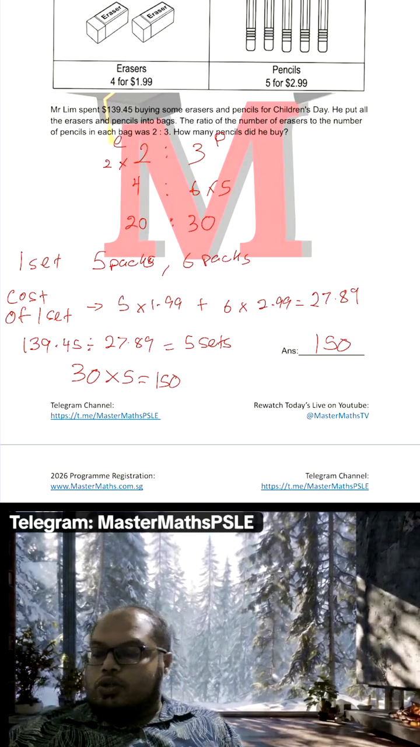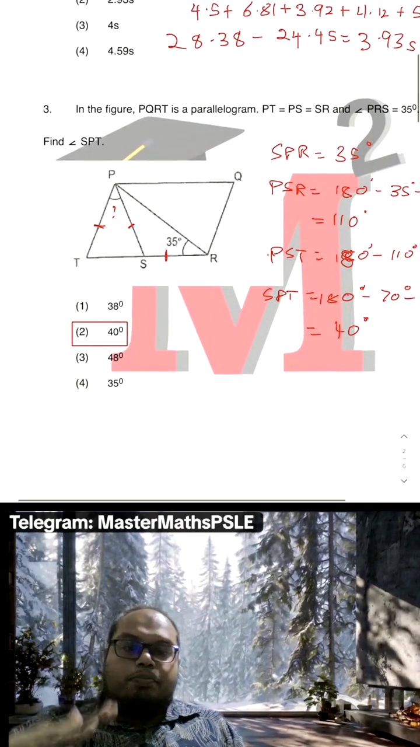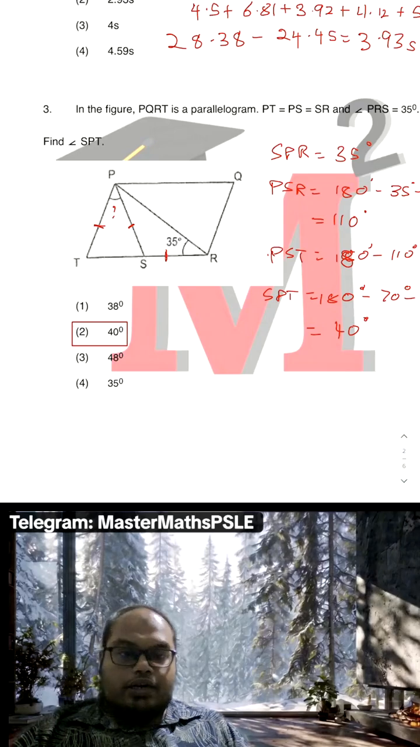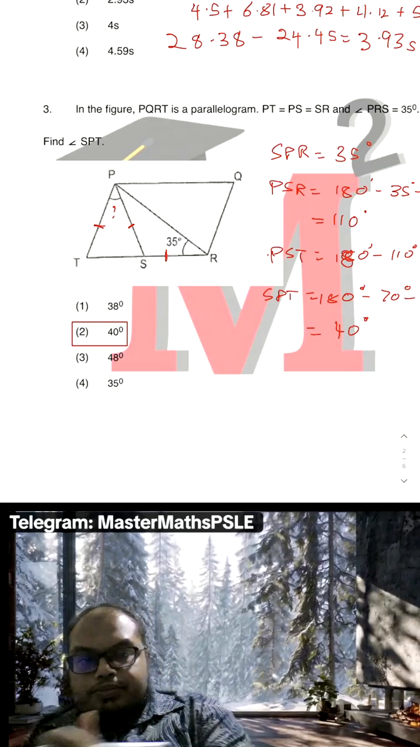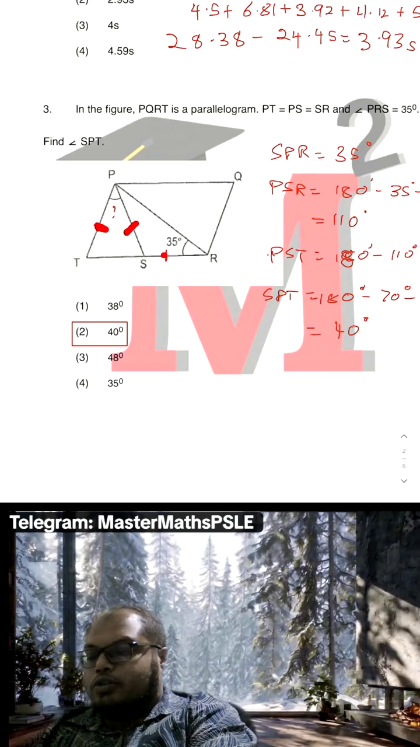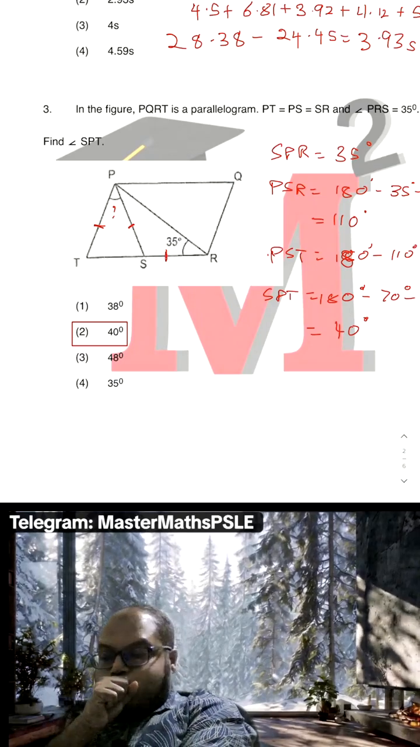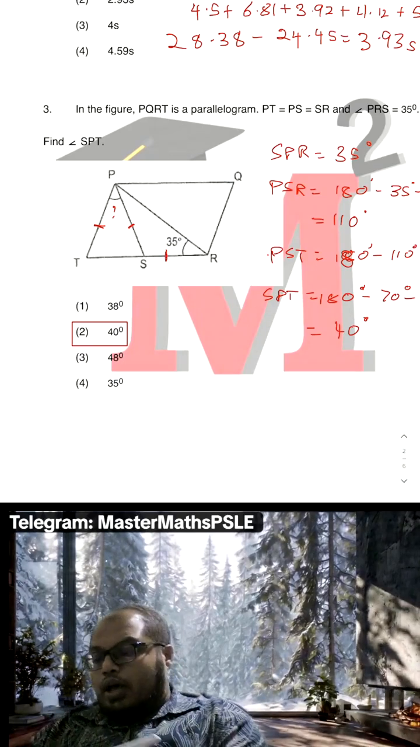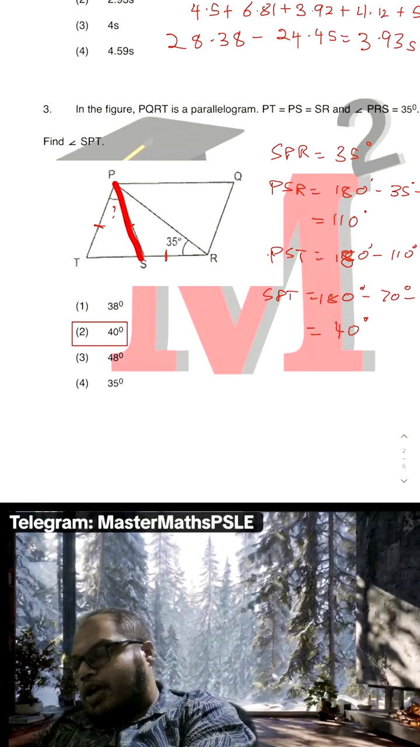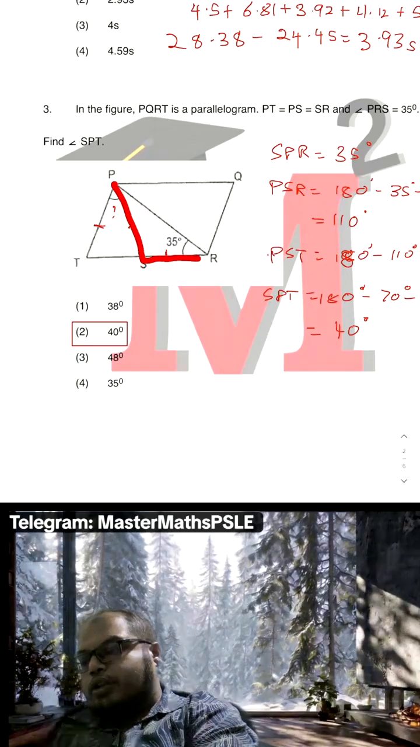Okay, now let's go to the next one. So when they say PT equals to PS equals to SR, what I do is I mark it out. So this one equals to this one equals to this one. So when I do that, I realize I got 2 isosceles triangles. This one and this one.